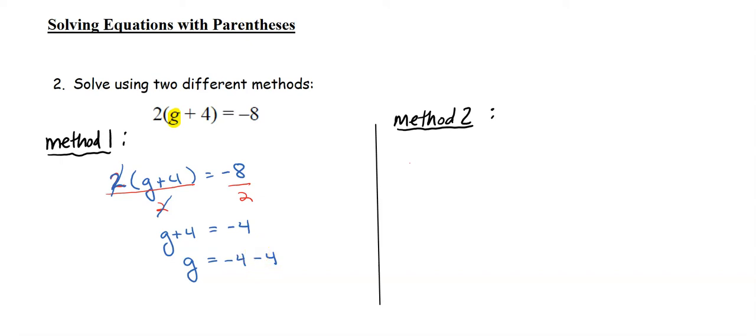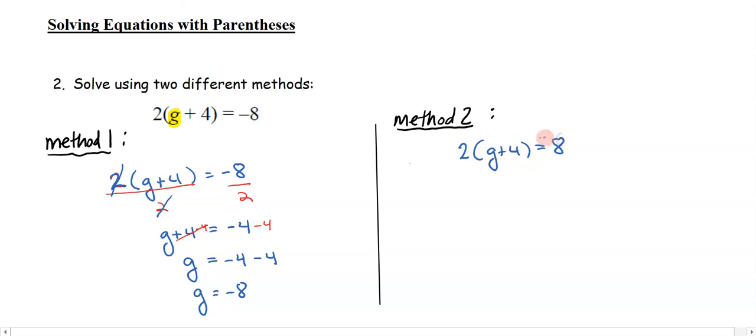Okay? Or we could have shown our work this way. Subtract 4 on this side, subtract 4 on this side. All of this cancels out. So now we're left with g equals -8. Okay, so if I plug -8 back in, -8 plus 4 is -4, and then -4 times 2 is -8. Yes, that works.